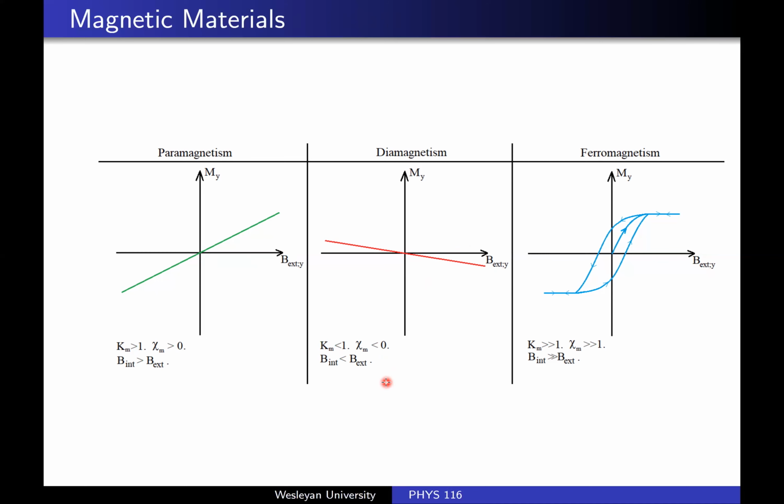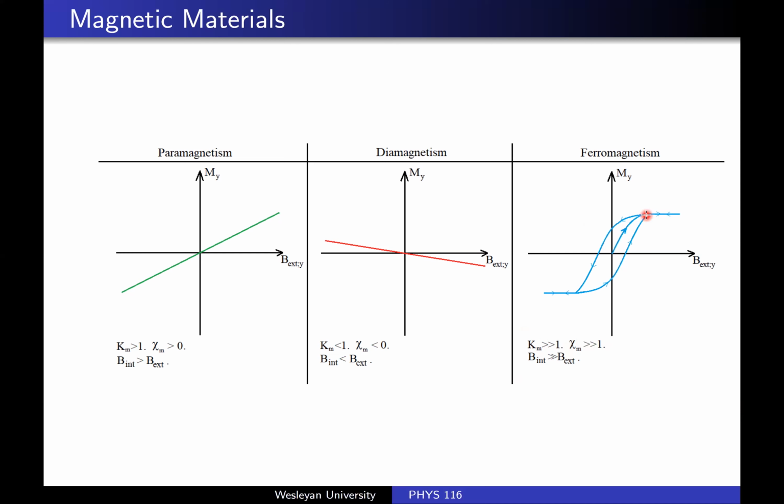But now the real change happens in ferromagnetism. Km is going to be much greater than 1, and the B internal is going to be much greater than the B external. What happens as the external field changes in strength? Well, initially we start with no magnetization, and as we increased B external, the magnetization increased until it's saturated.